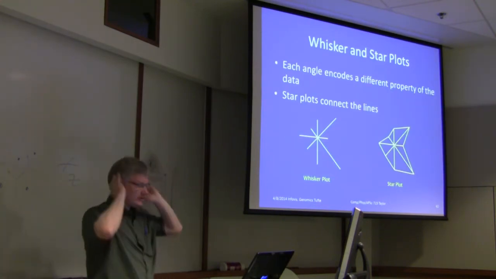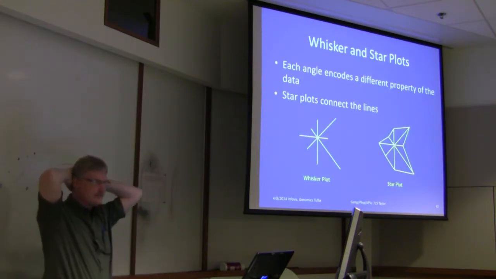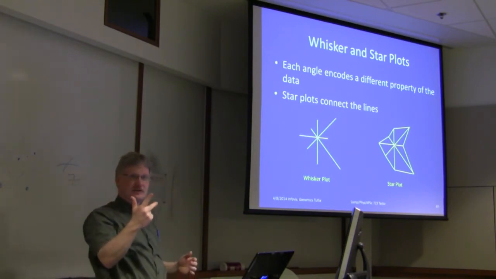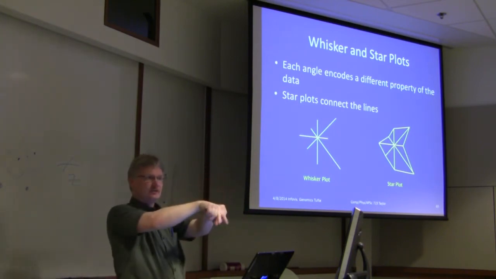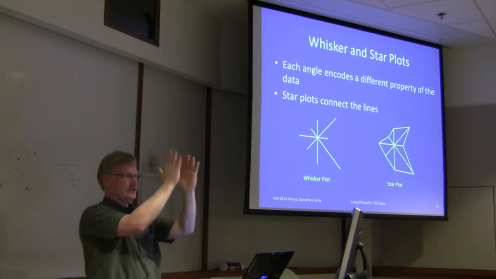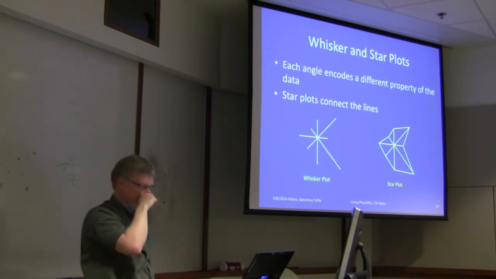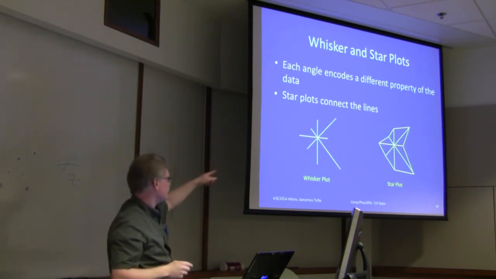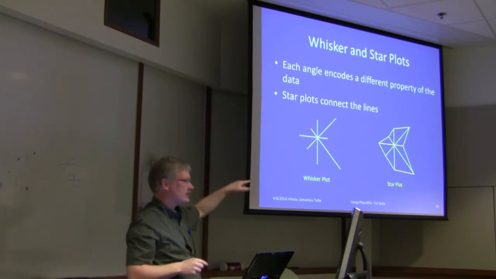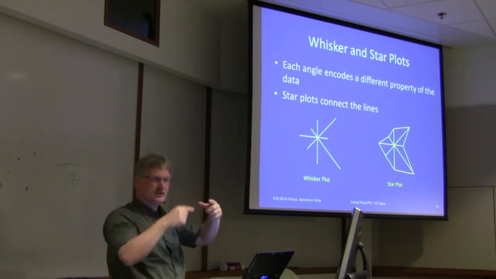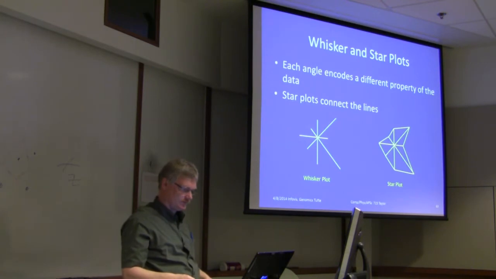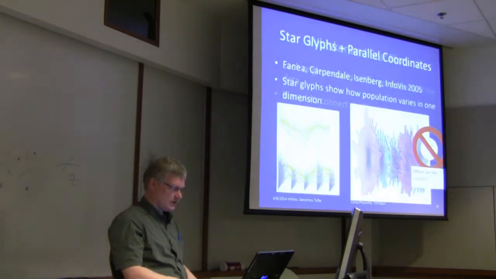All right, different approach. Instead of parallel coordinates, this is not orthogonal coordinates. This is just coordinates at different angles around, right? This is taking the parallel coordinates, sticking them together at the bottom, and spreading them out into a fan. You can either have a whisker plot, which is just the lines, or a star plot, which shows you the boundaries around the lines as well.